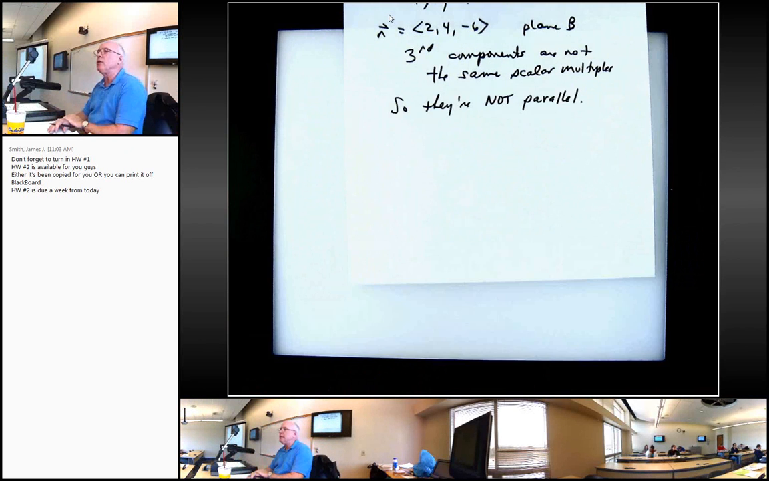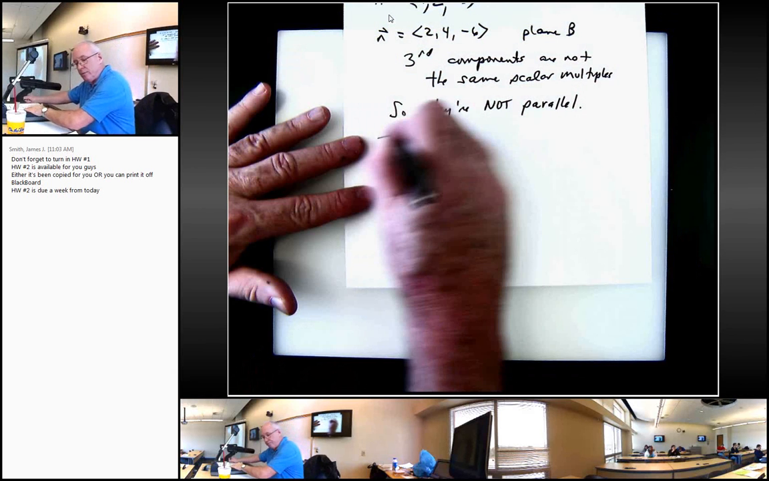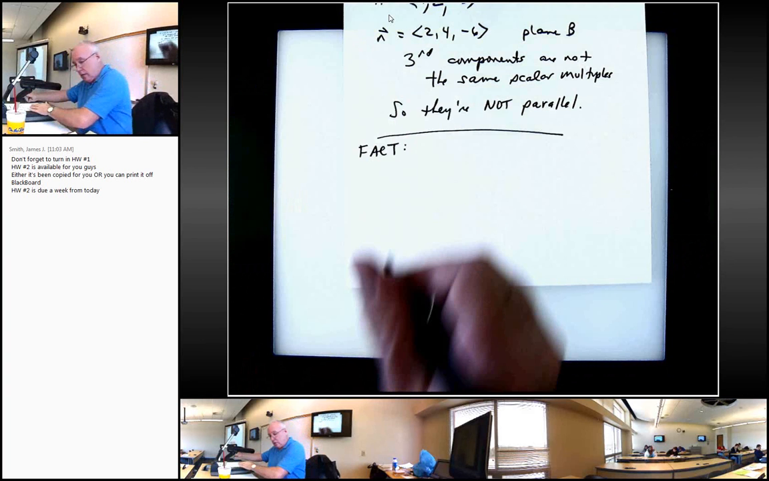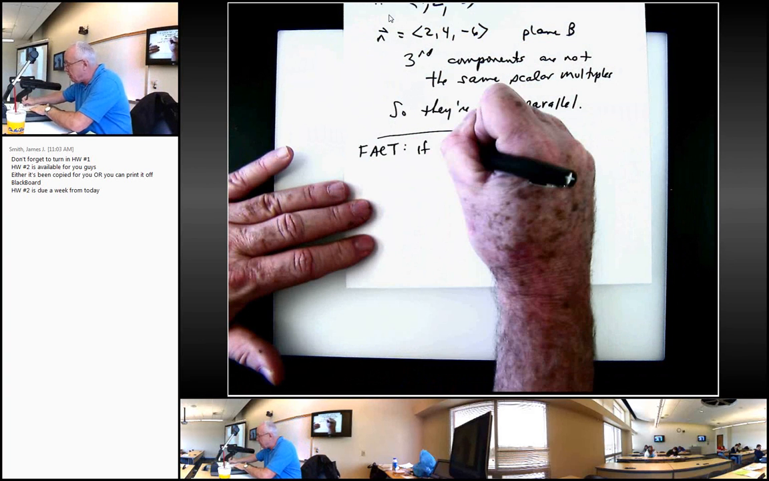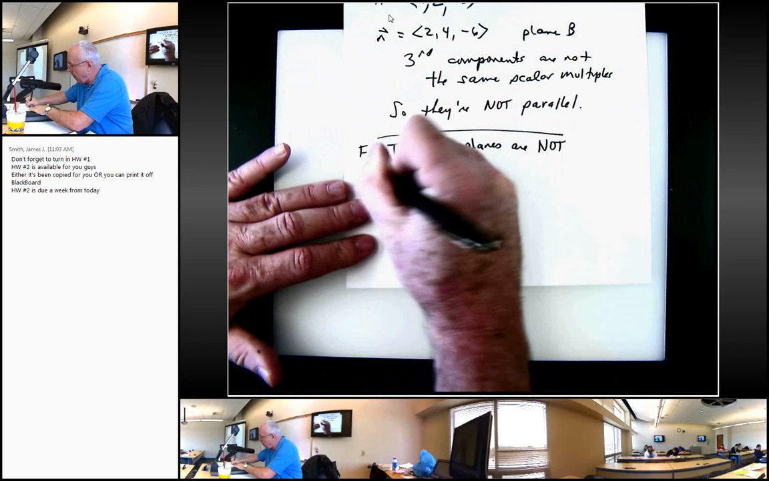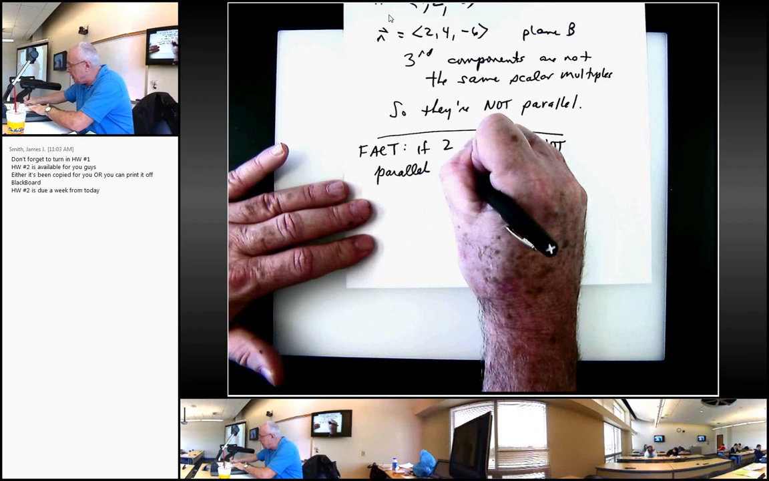So if two planes aren't parallel, that means that they meet somewhere. They meet, all right? And they're going to intersect each other in a straight line. Not a single point, but a straight line. And let's put this down here. So let's put this as another fact here. If two planes are not parallel, they intersect in a straight line.